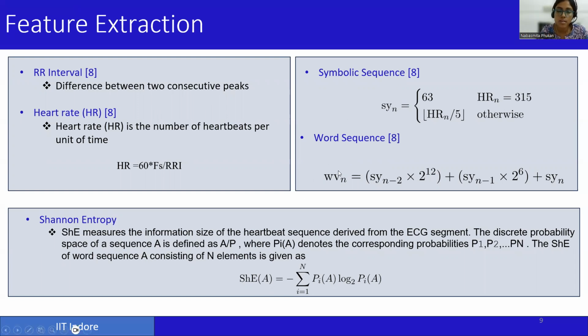Then from this word sequence, we get the Shannon entropy. Shannon entropy measures the information content of the heartbeat sequence, and this is given by this formula.